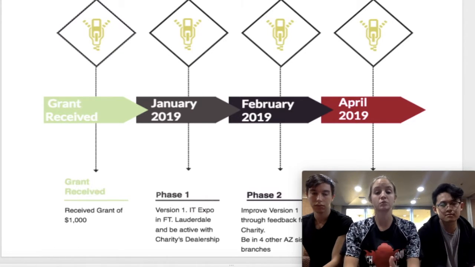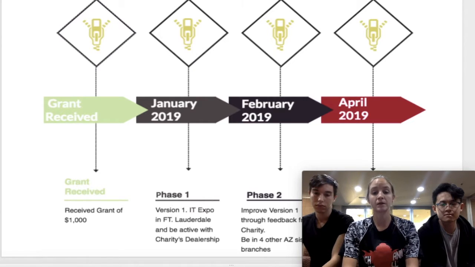So this is where version 1 is created, and we plan to go to an IT Expo in Fort Lauderdale during this time to see the competition in person and to get our brand out there. In February, this is phase 2, where we plan to improve on version 1 through feedback from Charity, and we would like to be in the 4 other sister branches for Velocity Truck Centers in Arizona. In April, we plan to be in all of the dealerships in Arizona and begin working on version 2.